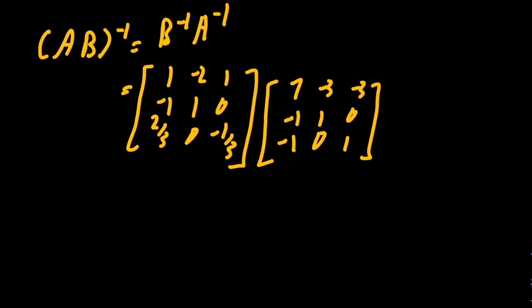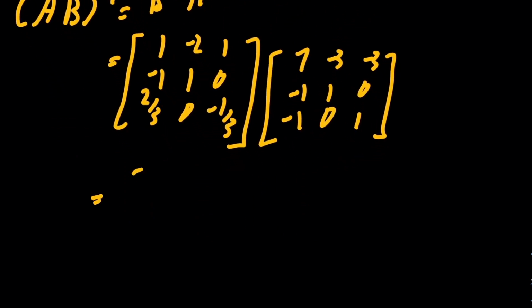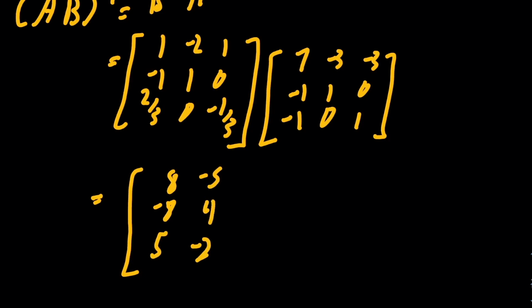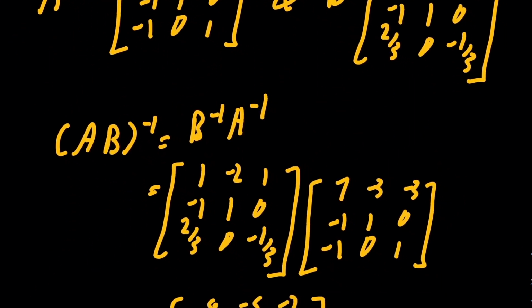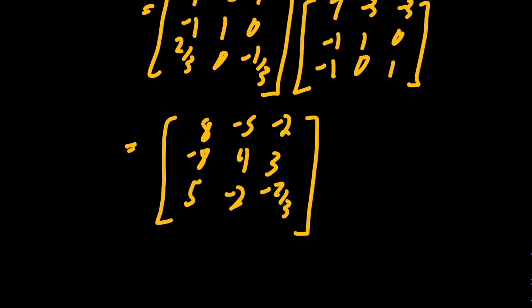And then we run that into a graphing calculator, and we get 8, negative 8, 5, negative 5, 4, negative 2, negative 2, 3, and negative 7/3. And there you have it. We have found the inverse of a matrix product. And we did that by finding the inverse of the two given matrices. And it was just a matter of matrix multiplication in the end.